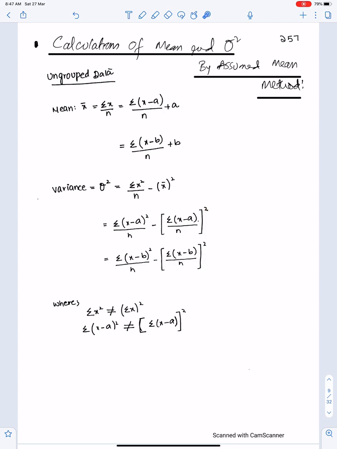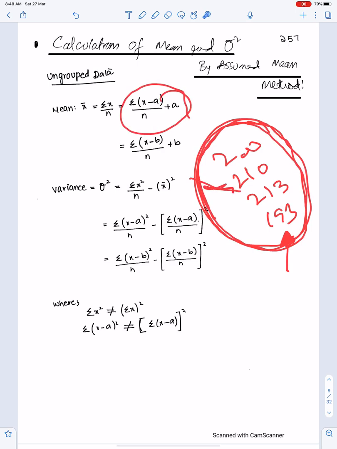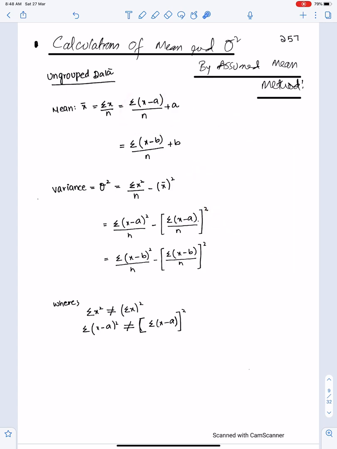To make calculation simple, we normally use these formulas when data is very large, like when we have high observations. Like in this case, 200, 210, 213, 193. These observations are high or large. So if I ask you to get the mean of this data without a calculator, then by the assumed mean method you can easily get the answer. So this is the concept of using these formulas.